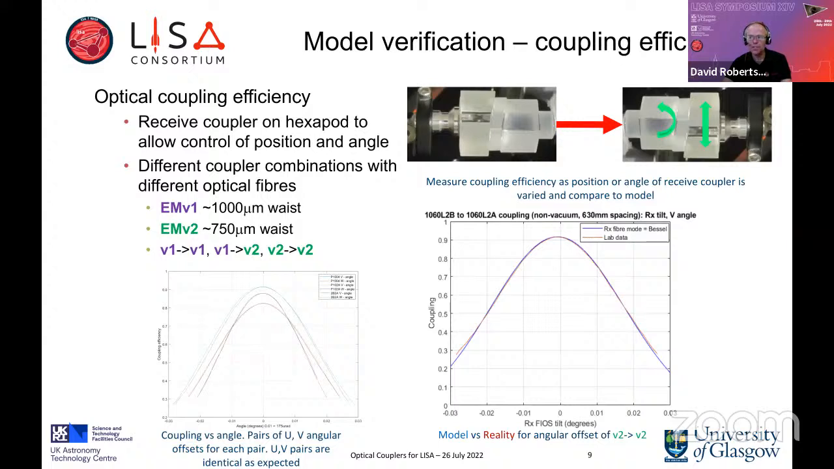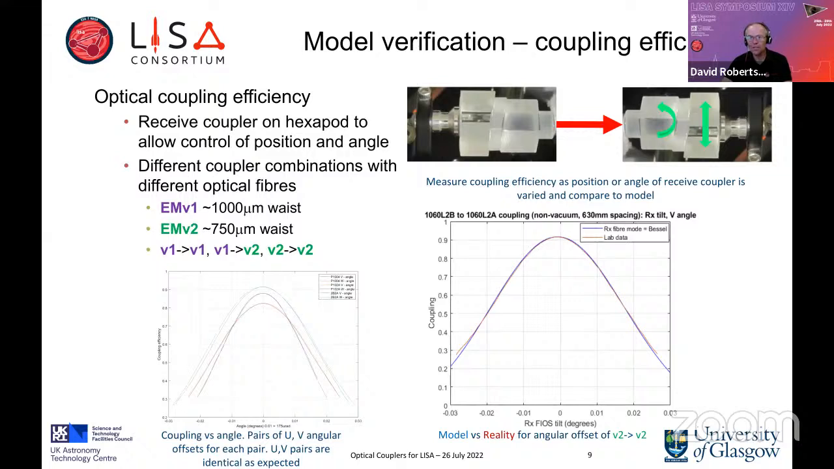Another step of model verification that we tried was to take two different optical couplers and essentially point them at each other. If we put the second optical coupler onto a hexapod, so we can align it in angle and displacement, then we can optimize the coupling. But what we can then do is, once we've optimized it, change the alignment by displacing it either angularly or laterally, and see if the change in coupling corresponds with what we would expect from our model for these particular optical couplers. We've actually done this with essentially 3 different pairs. We've got optical couplers that are significantly different in terms of waist size, because they're using different components, so that's what we would expect to have.